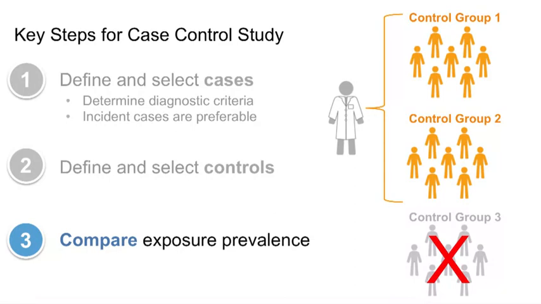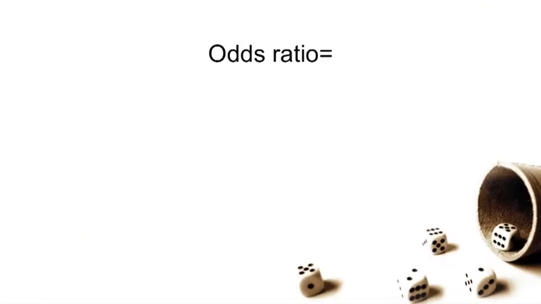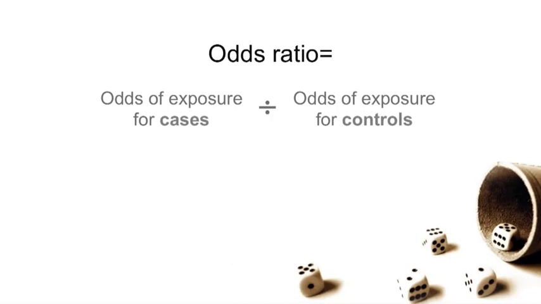The consequence of this arbitrary selection is that we cannot measure risks or rates in a case control study directly because the population at risk, the denominator, is not ascertained. Instead, we use a measure called an odds ratio. The odds ratio is simply the odds of exposure for cases divided by the odds of exposure for controls. The odds ratio represents the strength of an association between exposure and outcome.